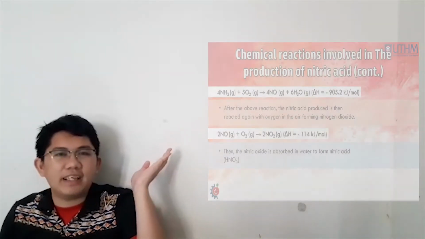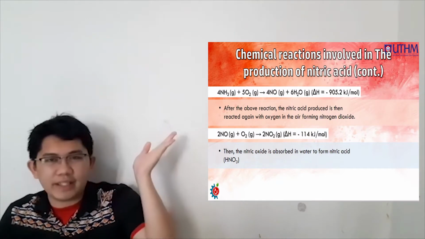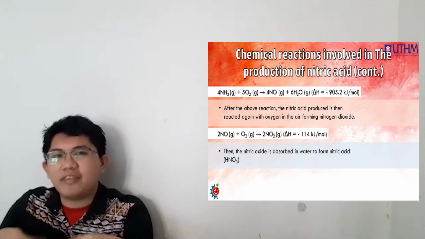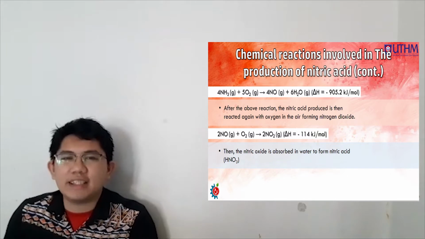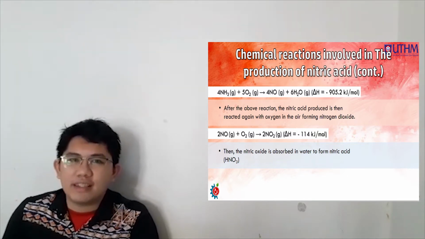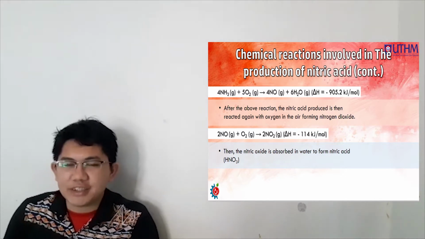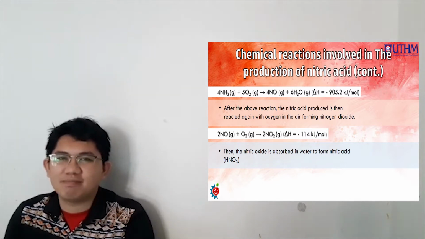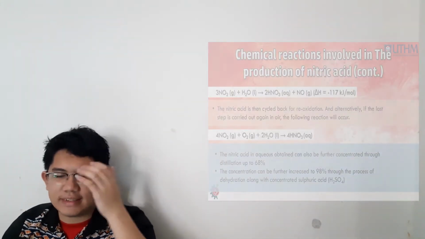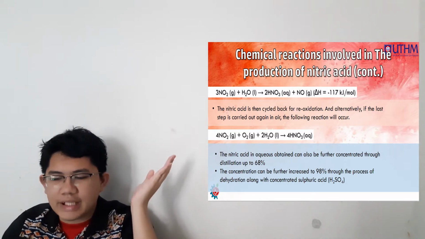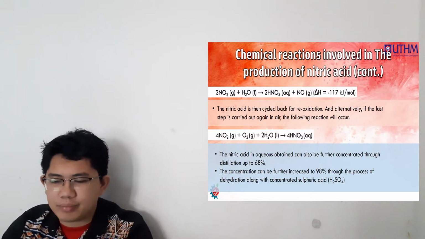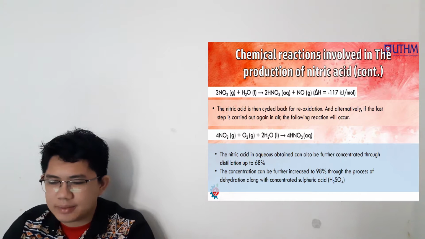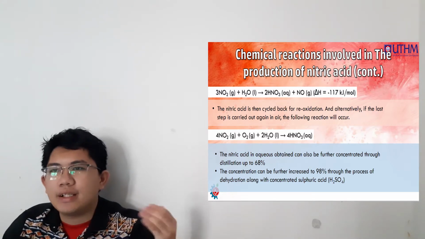As you can see, the reaction that I talked about previously is shown here. In the above reaction, the nitric oxide that is produced is then reoxidized again with the oxygen in the air to produce nitrogen dioxide, and that nitrogen dioxide is then absorbed into water to produce nitric acid. And so finally, this is the nitric acid that has been produced.